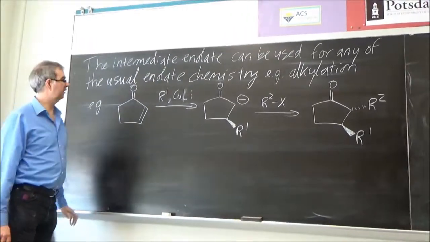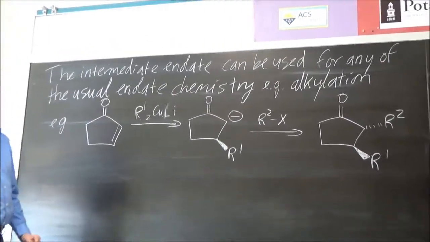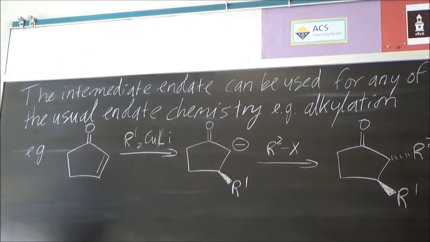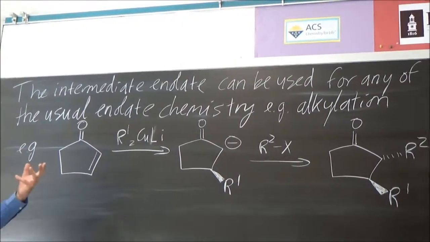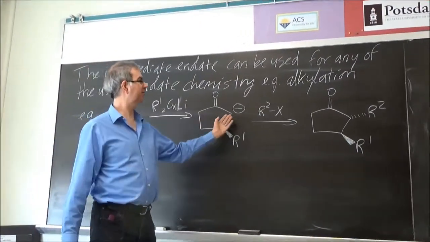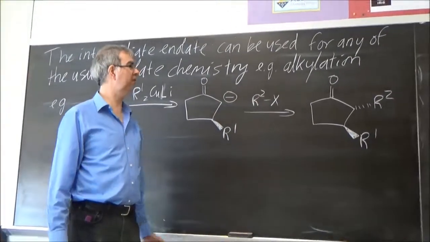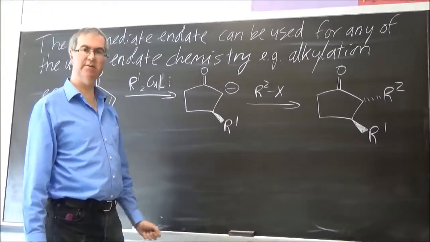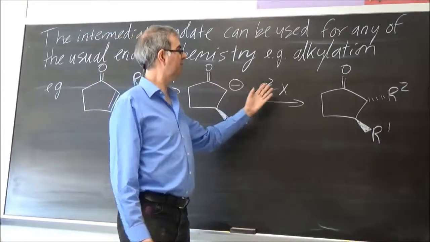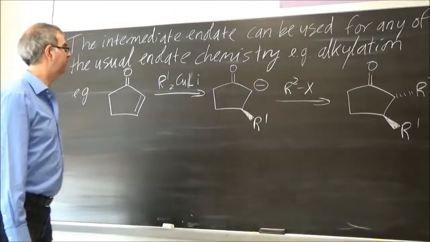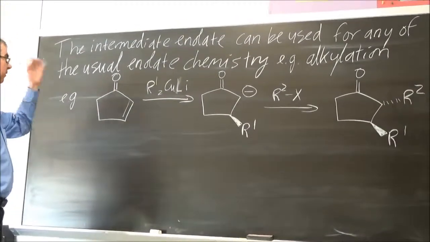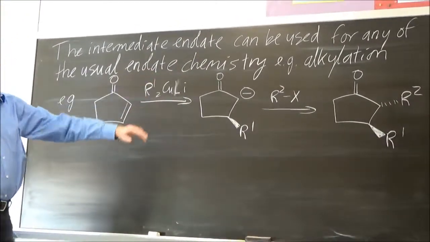So this enolate intermediate can be used for any of the usual enolate chemistry, for example alkylation. And this is a reaction we learned in CHEM444, just an SN2 type process. Enolate plus alkyl halide gives the alkylated ketone. So we don't need LDA and all that stuff.